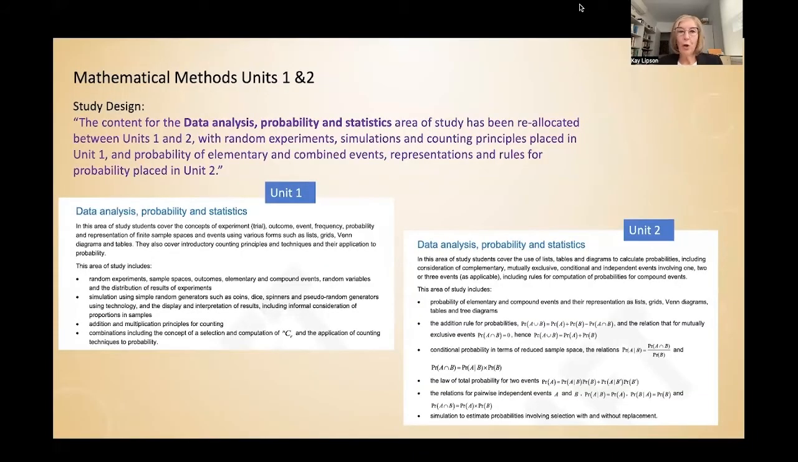The biggest change that you're going to find in mathematics methods 1 and 2 is that the study area has been reallocated between units 1 and 2, with random experiments, simulations, and counting principles placed in unit 1, and probability of elementary and combined events, representations, and rules for probability placed in unit 2. After much contemplation and discussion, our response to this has been to keep the material together in the book, allowing teachers the flexibility of deciding their approach to the study area through their choice of which sections to teach at which stage of the year.